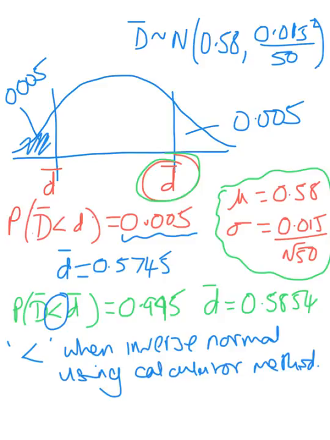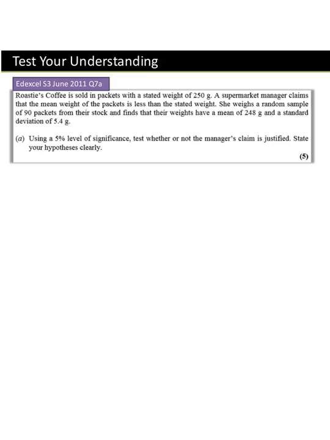Now, as far as I'm concerned, we have covered all the course, and I've covered all you need to do for the statistics course. So here we're told that Roasters coffee is sold in packets with a stated weight of 250 grams. A supermarket manager claims that the mean weight of the packets is less than the stated weight. She weighs a random sample of 90 packets from their stock and finds that the weights have a mean of 248 grams and a standard deviation of 5.4. Using the 5% level of significance, test whether or not the manager's claim is justified.